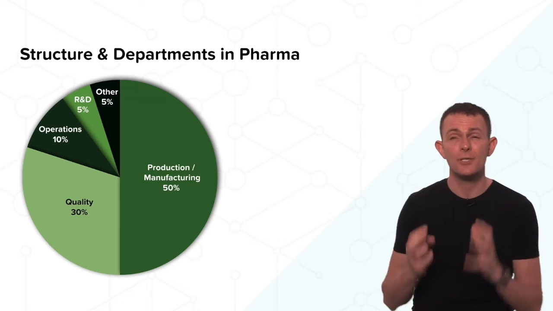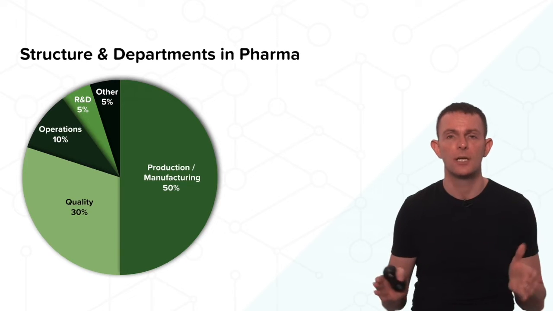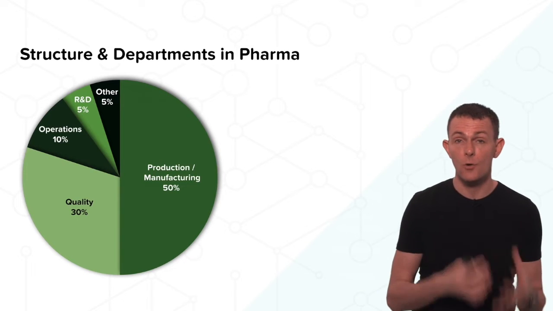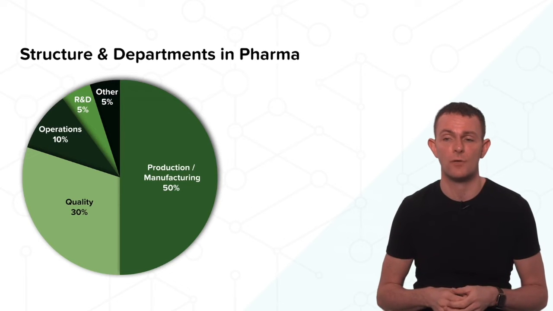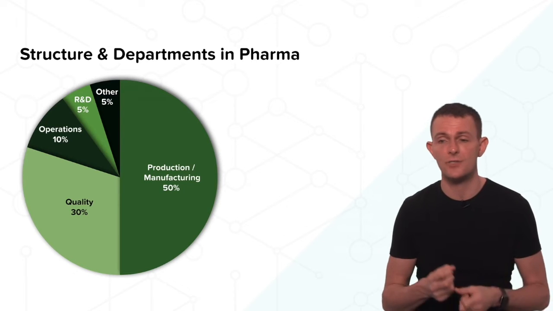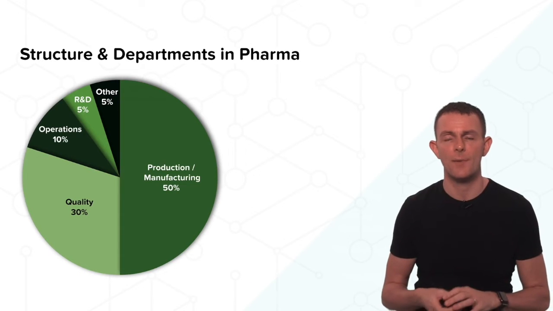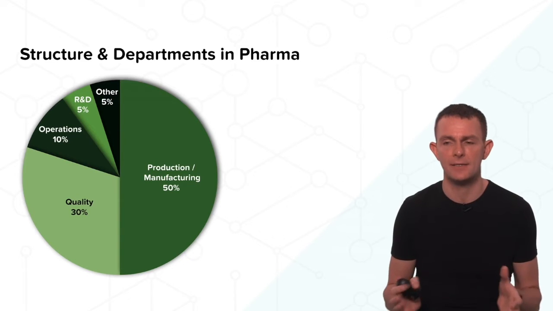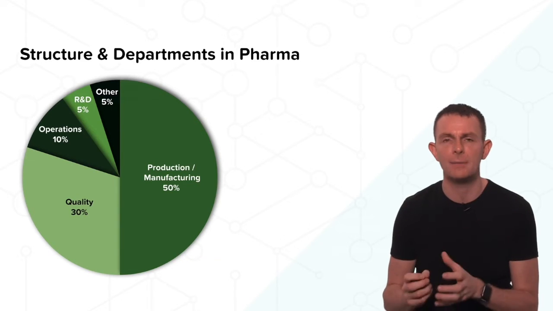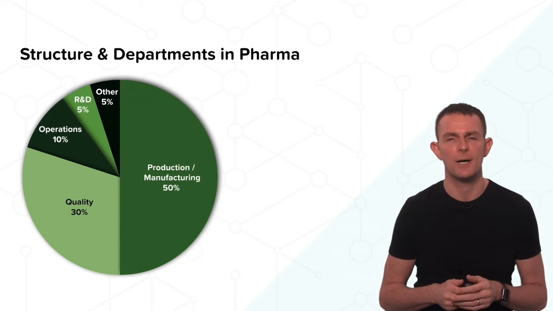As you'll see here, production and manufacturing make up half of the workforce in the actual full chain of getting the drug to market. Quality, which as I said is infused everywhere, makes up about 30% of the workforce. Then you get down to things like operations, 10%, R&D only about 5%, and everything else is that remaining 5%. So, if you look at where the jobs are and where the demand is, production and manufacturing very much the biggest need, and quality the second biggest need beyond that as well.